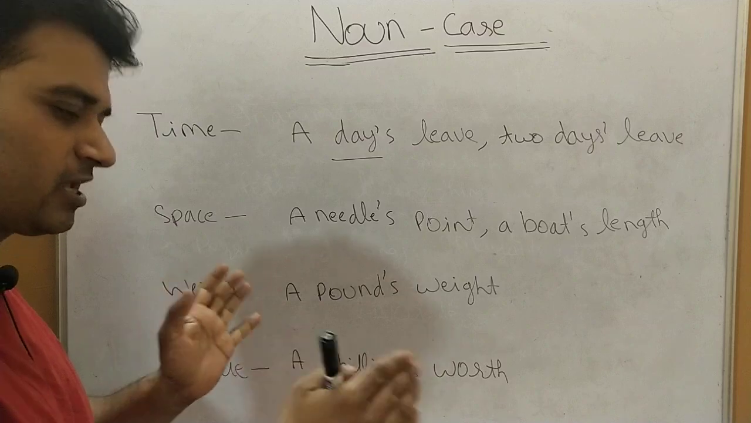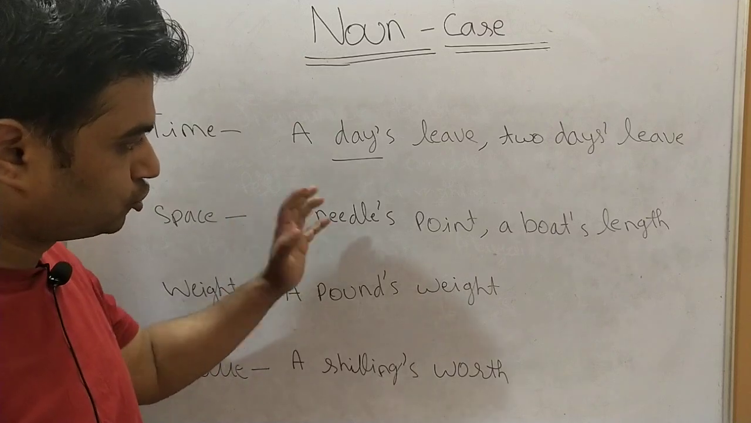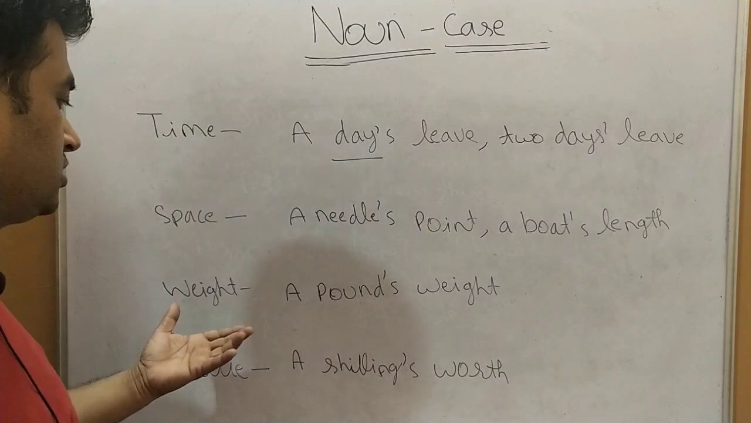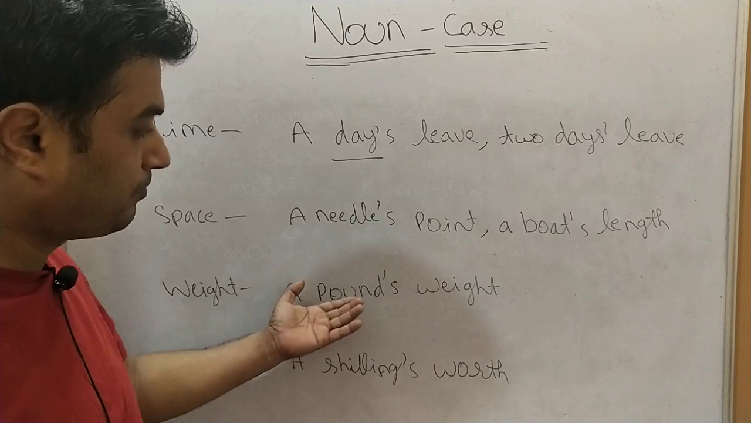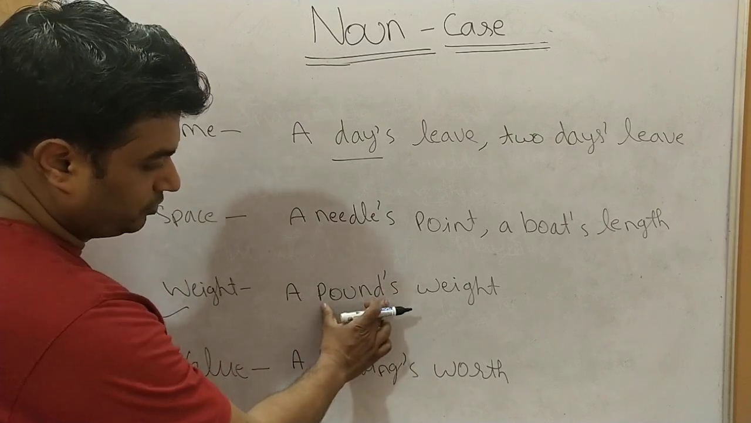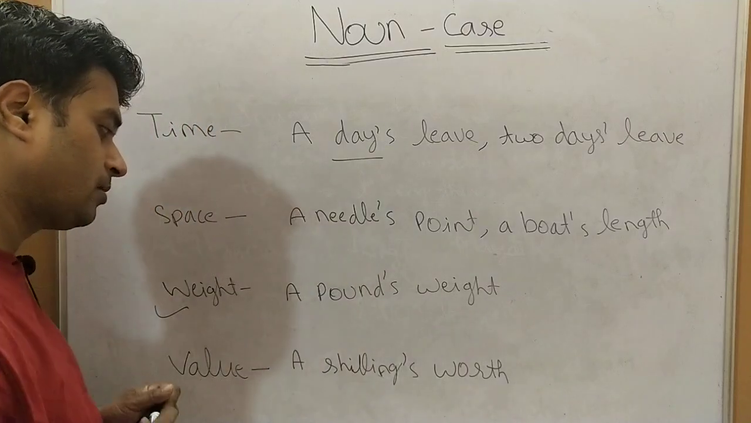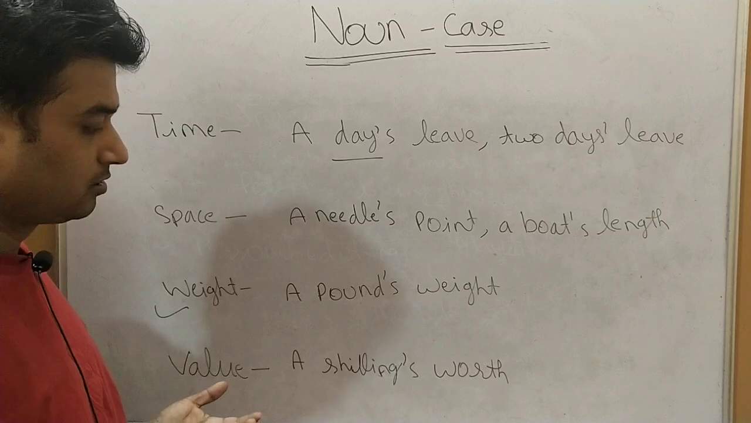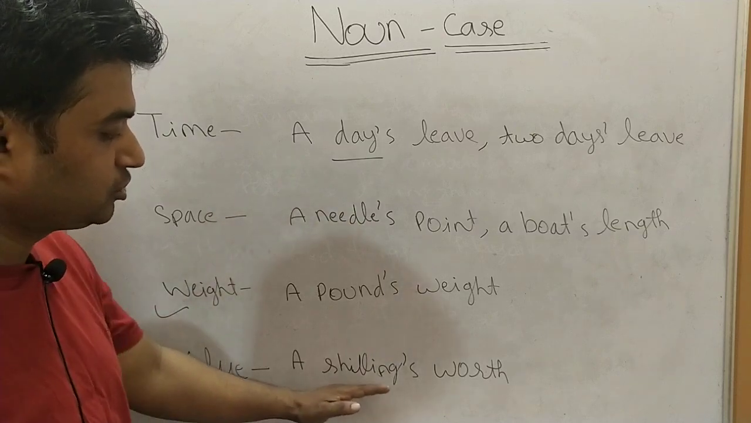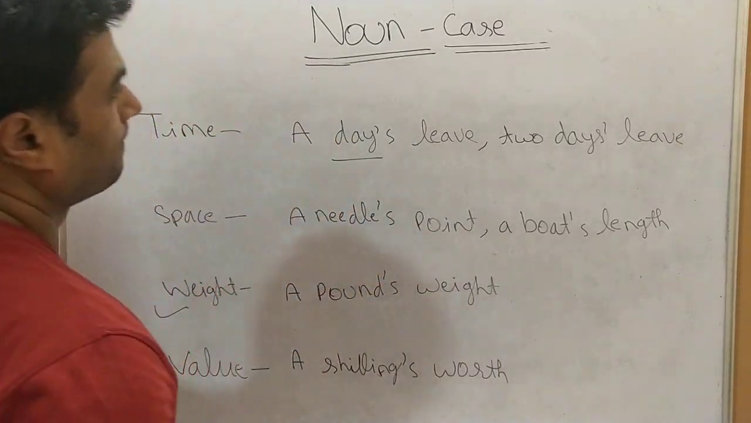Space, जब यहाँ कोई जगह की space की बात हो, जैसे a needle's point, needle का point, so it is showing space. A boat's length, again it is talking about space. Weight, वजन की जब बात हो, a pound's weight, यहाँ पे एक pound का वजन. So since we are talking about weight, we have put the word pound in the genitive or the possessive case. Value, when we are talking about the value of something, then we also use the apostrophe s. A shilling's worth, ek shilling ki kya worth hai, shilling ki worth, so we have put the apostrophe s.